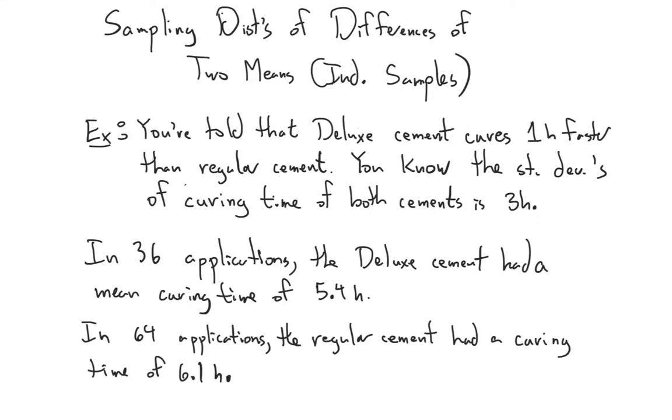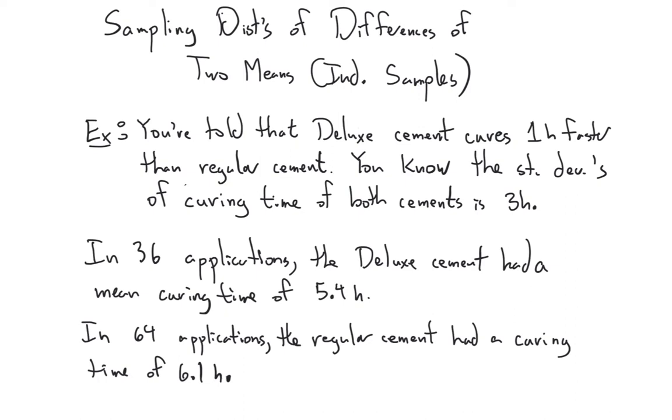Okay, we talked about sampling distributions when you have one sample. What I want to talk about now are situations where you're comparing means of two different samples. So I'm going to start with the case where the samples are actually independent.